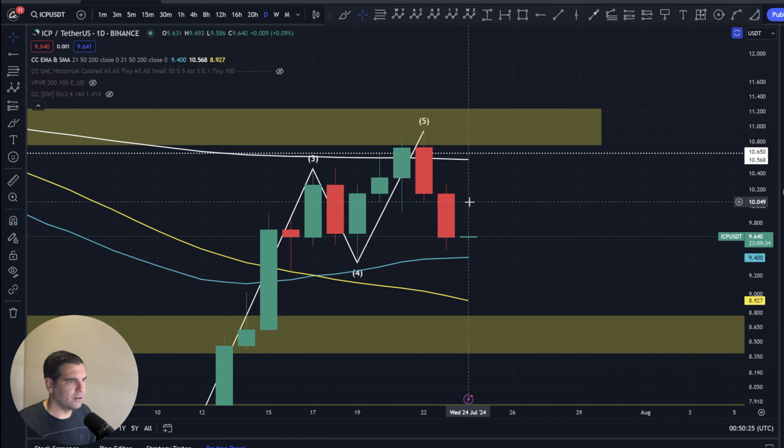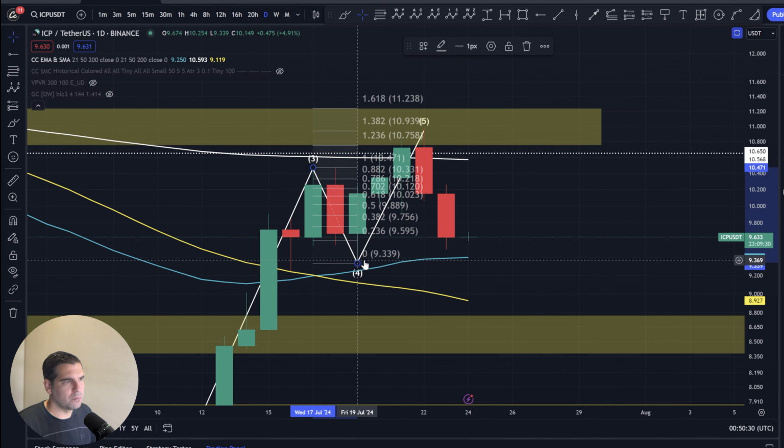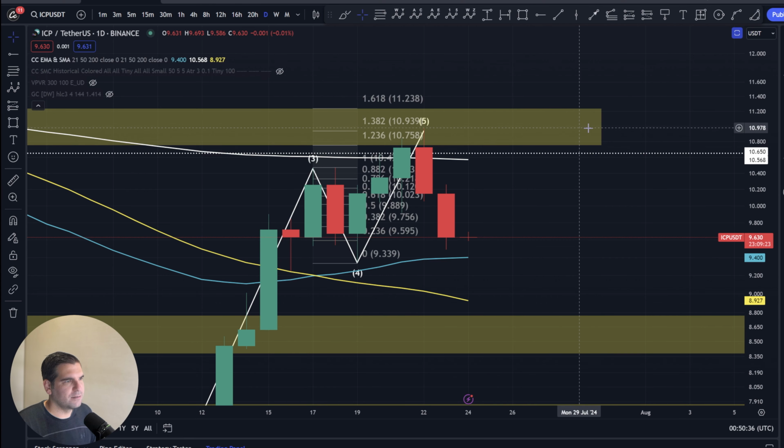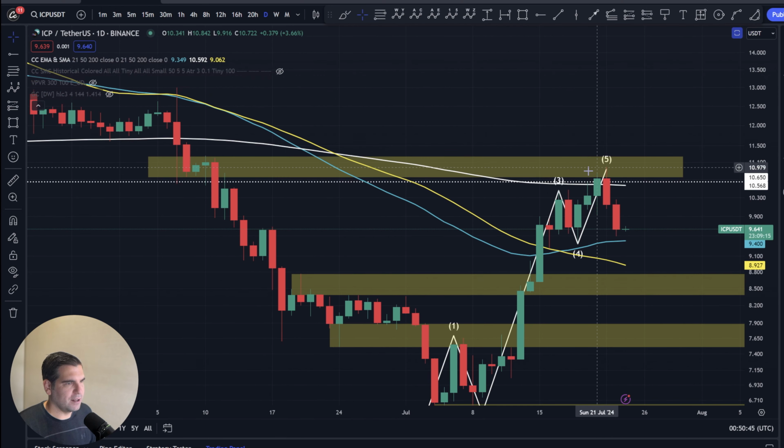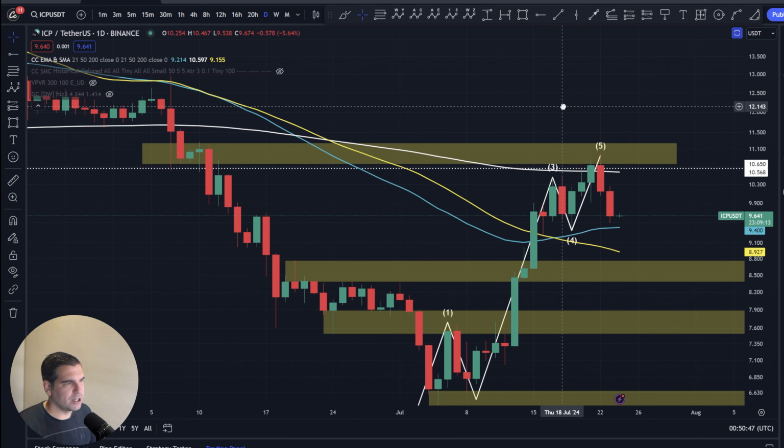Let me go ahead and zoom in on this. It would typically go between 1.236 and 1.618, and you can see that is marked out right here in this yellow box area. Okay, this range is of course $10.75.8 to $11.23.8. This is what we were talking about in the previous update video that we put out for ICP: hitting this range and getting rejected. We got rejected here because this is the obvious area of previous support turning to resistance.